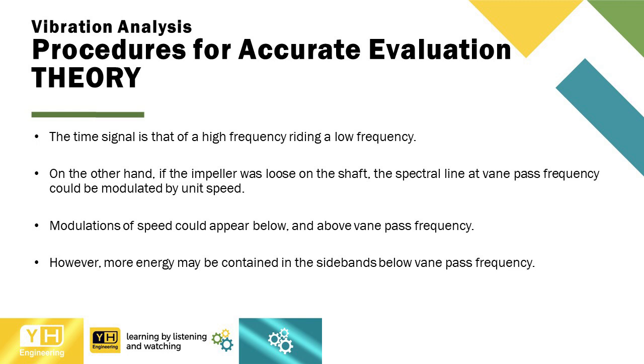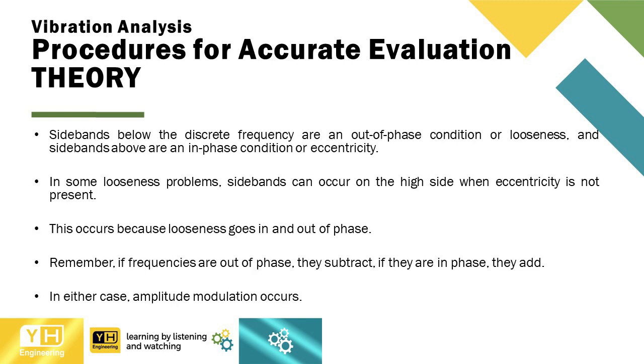shaft, the spectral line at vane pass frequency could be modulated by unit speed. Modulations of speed could appear below and above vane pass frequency. However, more energy may be contained in the sidebands below vane pass frequency. Sidebands below the discrete frequency are in an out-of-phase condition, or looseness, and sidebands above are in an in-phase condition, or eccentricity. In some looseness problems, sidebands can occur on the high side when eccentricity is not present. This occurs because looseness goes in and out of phase. Remember, if frequencies are out of phase, they subtract; if they are in phase, they add. In either case, amplitude modulation occurs.